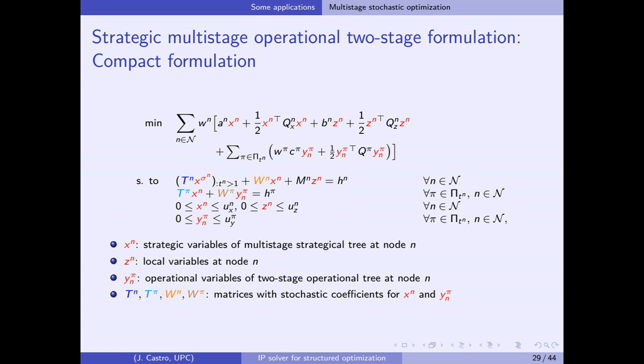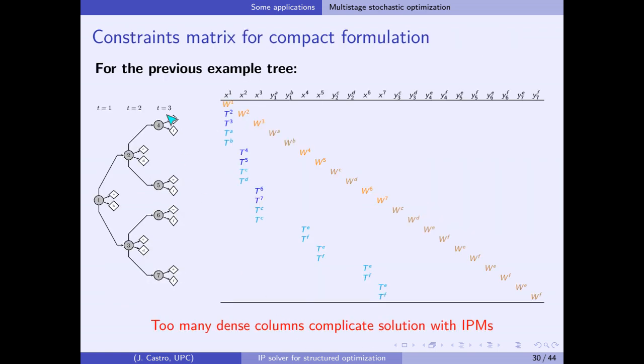Which is the structure of the constraints of this problem? If you write the structure of constraints for this particular instance, we have that. This extractor is not a good one for an interior point method. Why? Because, for instance, X1 are the stochastic decisions for the first node.